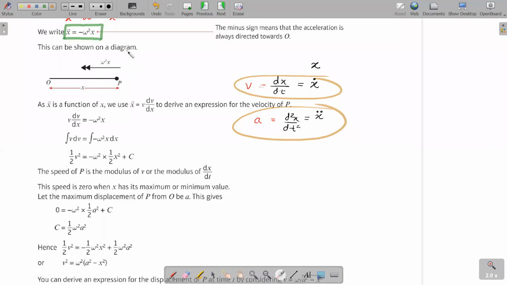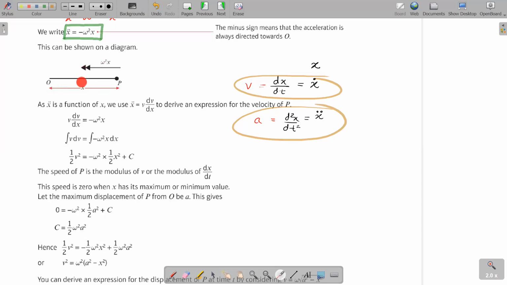Then you can see in the next part, they have said this can be shown on a diagram. Looking at this diagram, this O is what we represent as the origin. And then you are moving away from the center. When you're moving away from the center, the acceleration is directed towards the center. Can you see this double arrow over here? With two arrows, normally we talk about the acceleration. So the acceleration is directed towards the center.